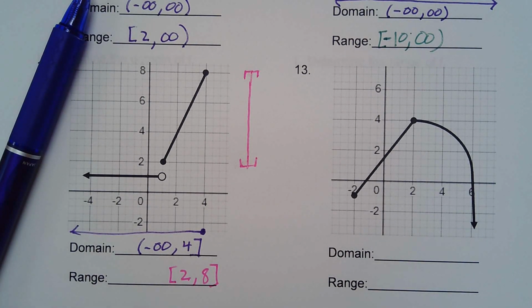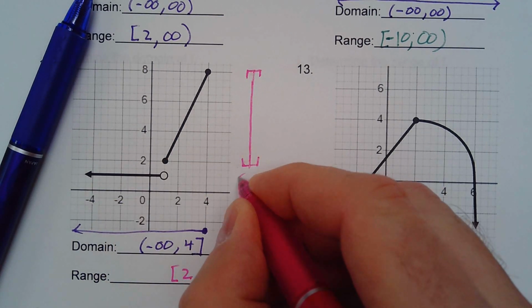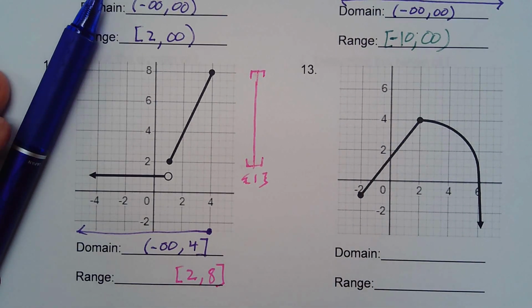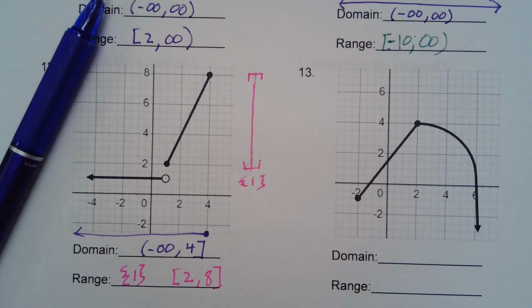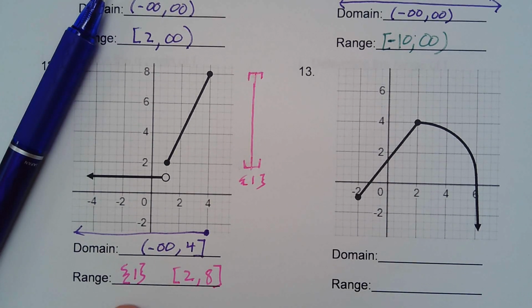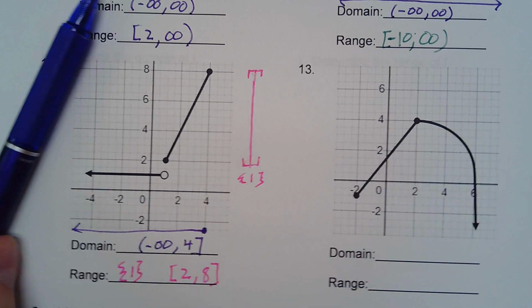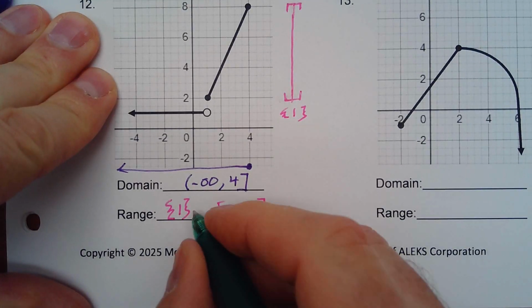But then I have this little value down here at 1. That's just a single value. So in mathematics, when we want to say we can either be here or here, we use what's called a union symbol. Looks like the letter U. U for union.